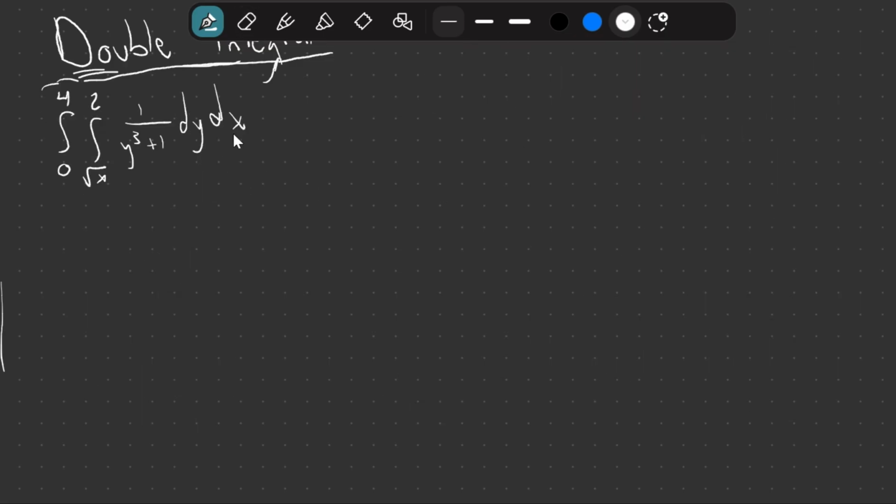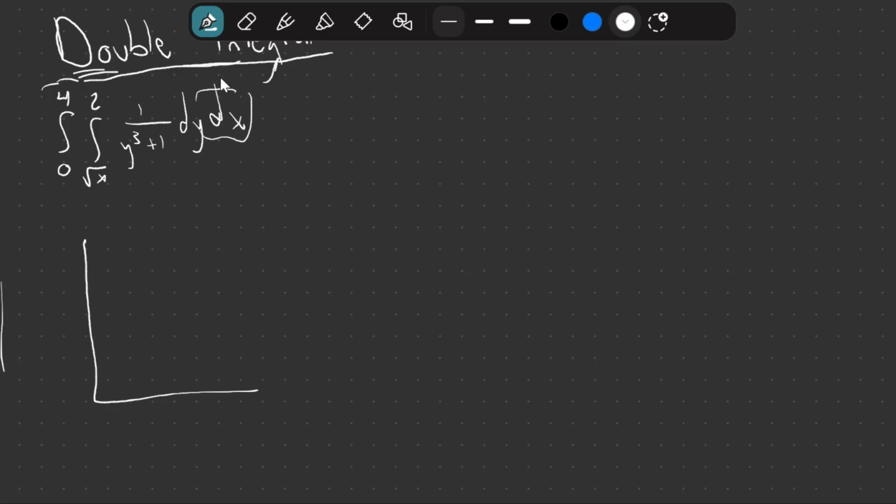Okay, so in this next integral, we have 0 to 4, square root of x to 2, 1 over y cubed plus 1 dy dx. And so immediately we know we're going to have to switch the order of integration because we see that this term here is going to be very hard to integrate, and it can become much simpler if we just switch the order of integration to have to solve for dx first. So let's first graph it to see what it looks like.